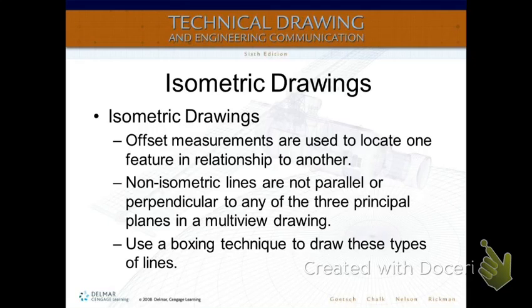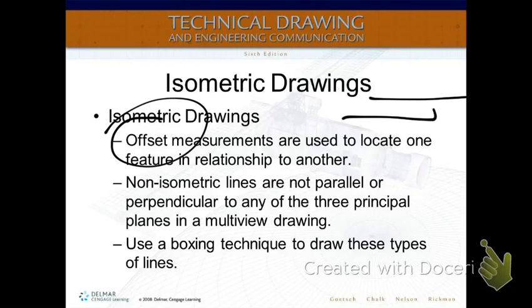All right. Isometric drawings: offset measurements are used to locate one feature in relationship to the other. So what command are we going to use in AutoCAD to get our measurements? The offset command. Non-isometric lines are not parallel, are perpendicular. Remember, parallel are perpendicular to any of the three principal views in a multi-view drawing.